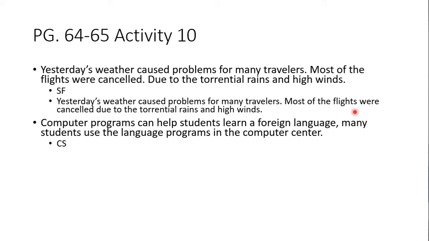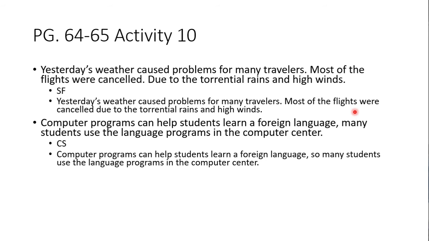All right. Computer programs can help students learn a foreign language. Many students use the language programs in the computer center. This is a comma splice because it's combining two complete sentences using only a comma, which is incorrect. You need either to separate both sentences with a period, or you need some kind of coordinating conjunction, or some other kind of conjunction to be able to put the sentences together correctly. So to fix this, what I did was I just added the conjunction "so" to make this no longer a comma splice.